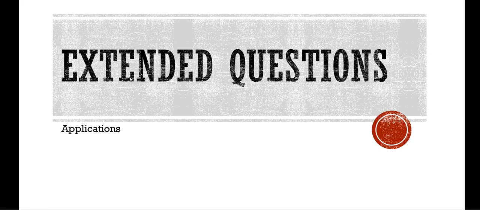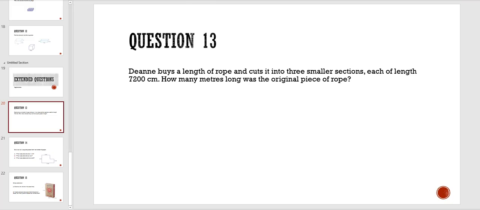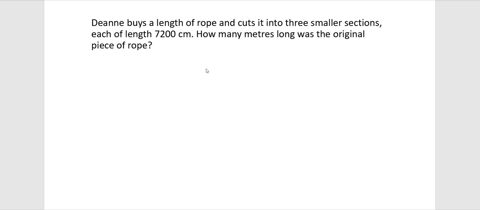Okay, so the final section is looking at extended questions, so applications, applying our knowledge into the real world. Okay, so try this question first. It says, Diane buys a length of rope and cuts it into 3 smaller sections, each of length 7,200 centimeters. How many meters long was the original piece of rope? So let's make sure whenever you're working with real life problems, if it helps to draw a diagram to understand what the question is asking.